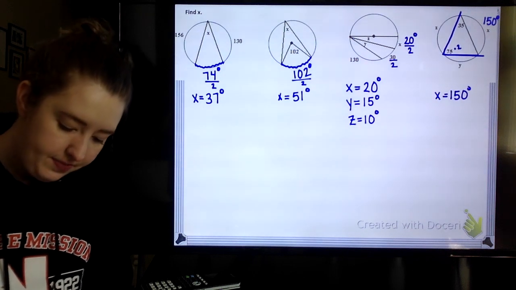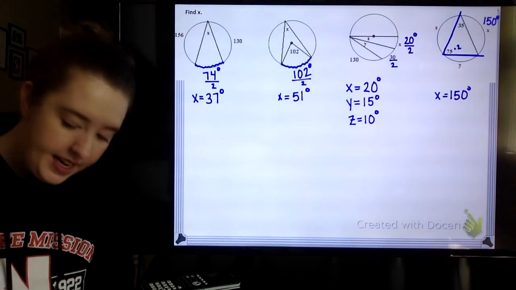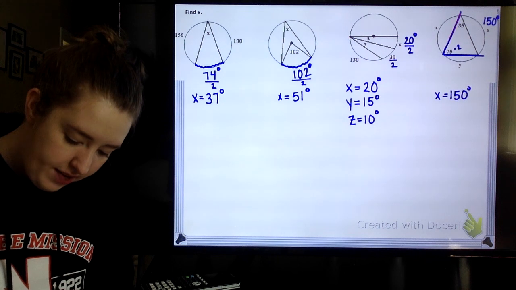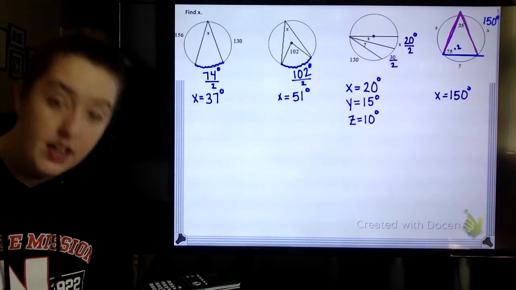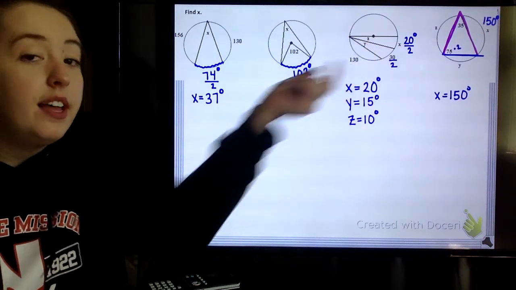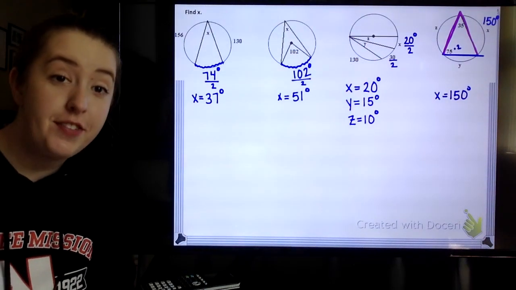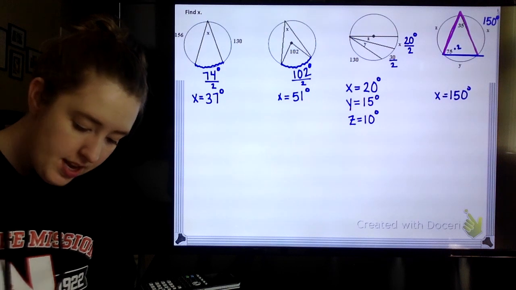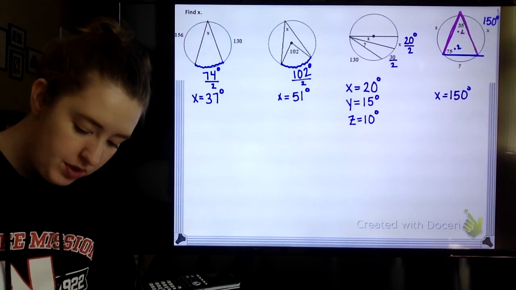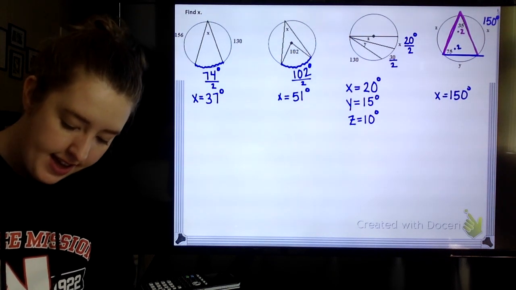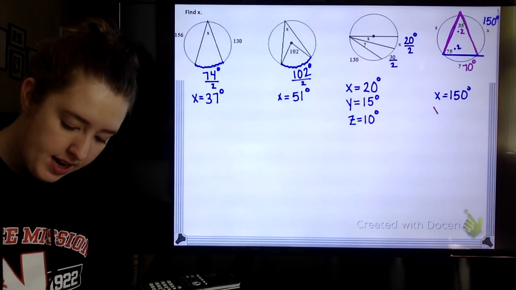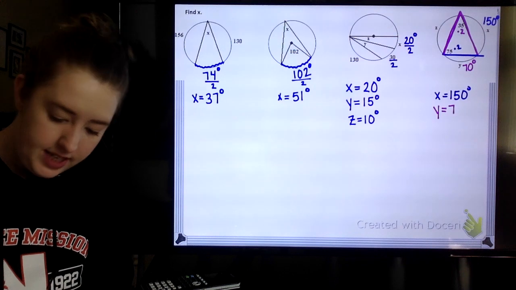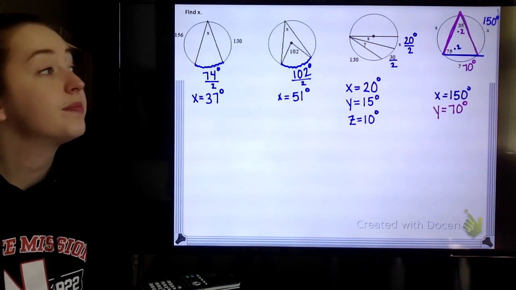All right. Now let's take a look at this 35-degree angle. We're only going to look at that one. So remember, I have to take my angle and then multiply it by 2 to find that arc. So 35 times 2 gives me this one as 70 degrees. So y equals 70 degrees.